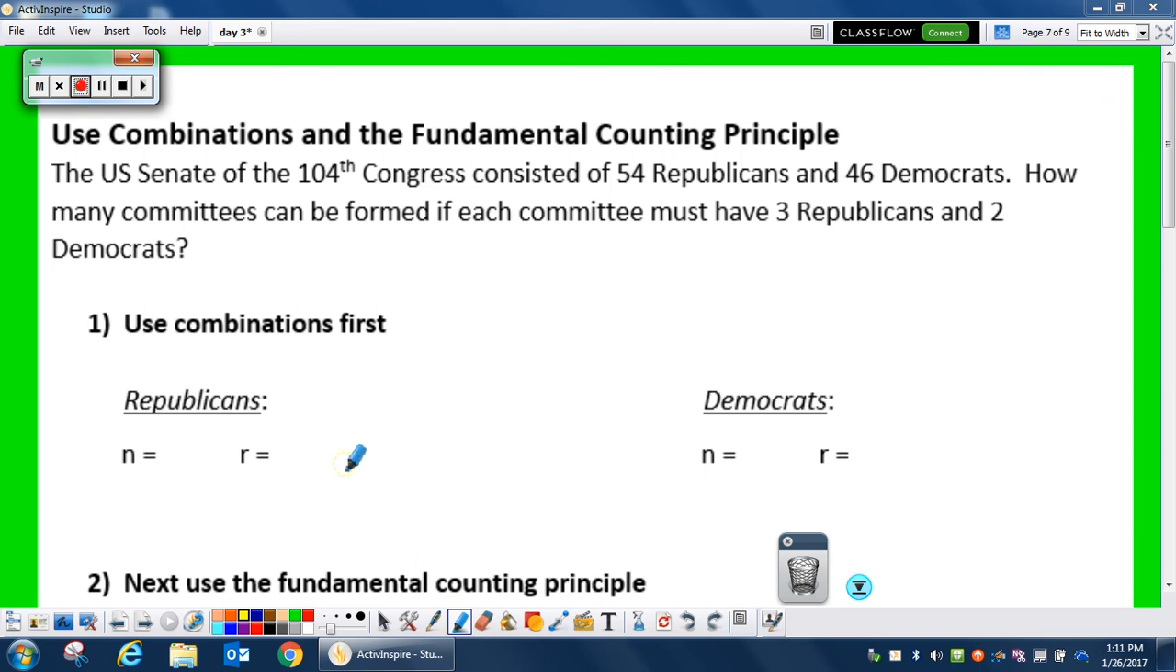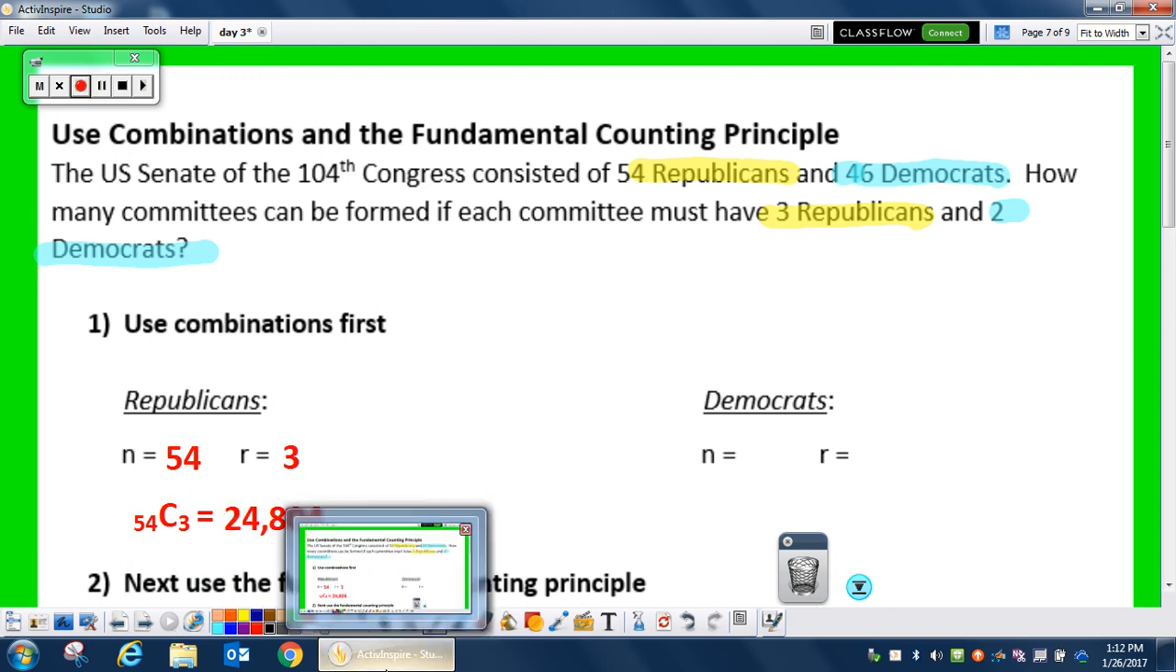So in this example, we have Republicans, which I'm going to do one color, and we have Democrats, which I'm going to do a different color. So the way you know to use this method is if you have two categories of something. So we're going to use combinations first, because we want to figure out how many committees can be formed if we need 3 Republicans and 2 Democrats. So you use combinations first. So you should see that for Republicans, the total number of Republicans is 54, and we need 3 of them. So we're going to do 54 choose 3.